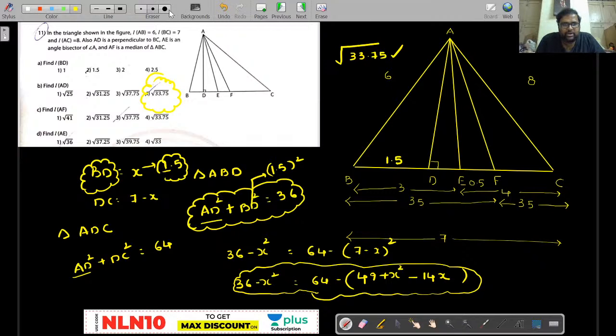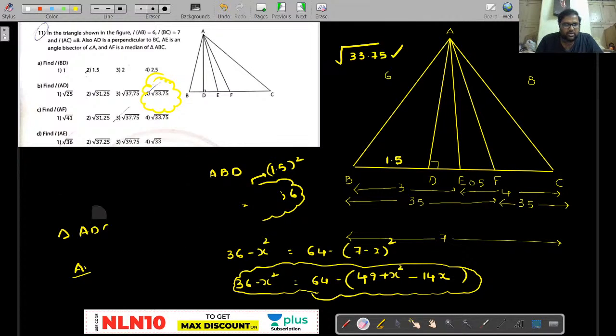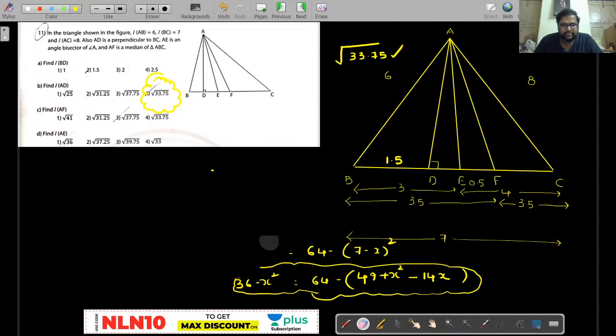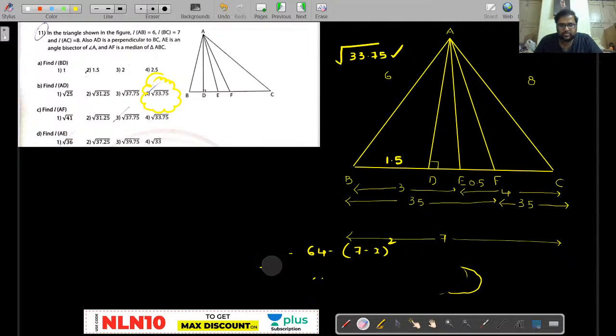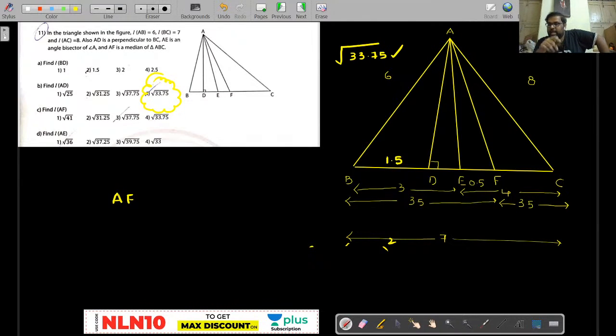Now see, I'm removing all these things, because we don't have the question in the next slide, so I'm removing this in order to have clarity. Now you are asked to find out the AF value. Now what is AF? AF is the median. Am I right or wrong? You can find your median by Apollonius theorem, but don't waste your time.